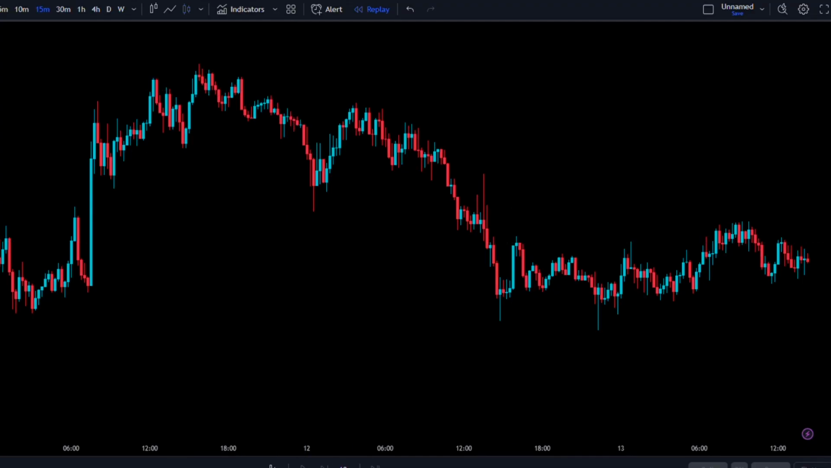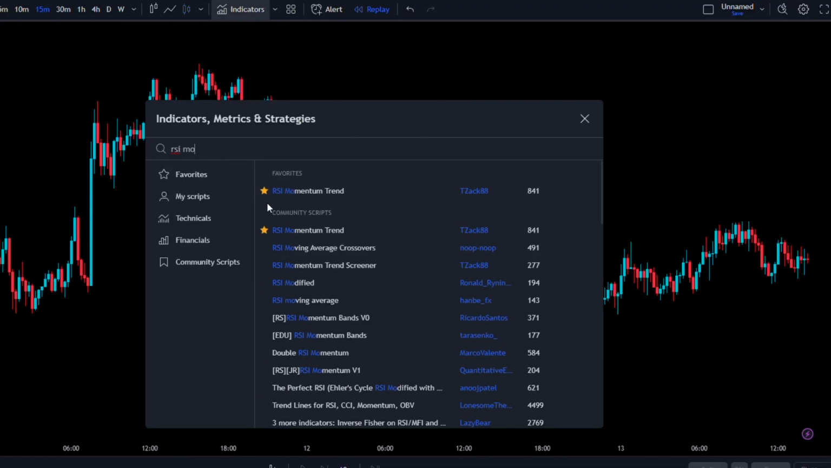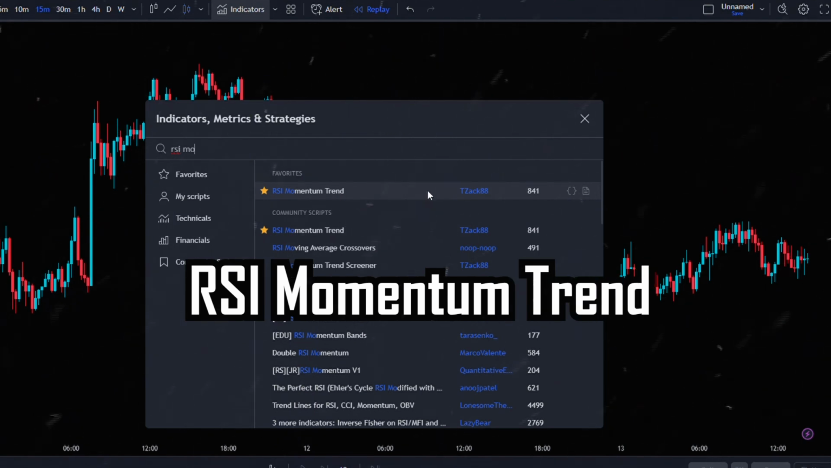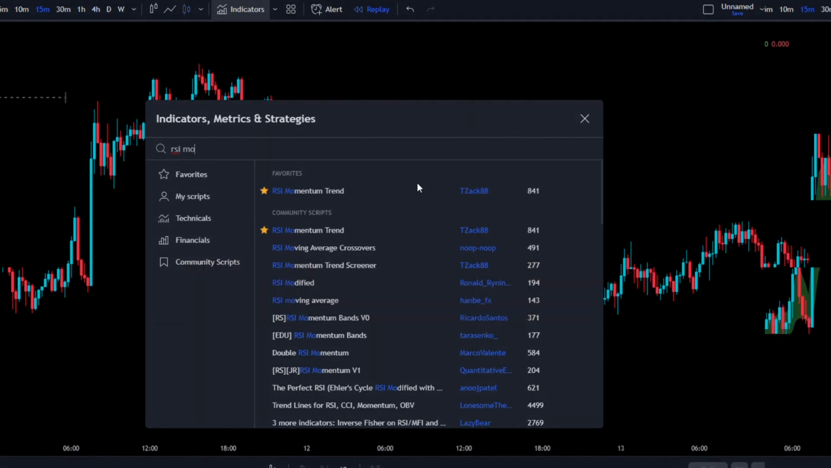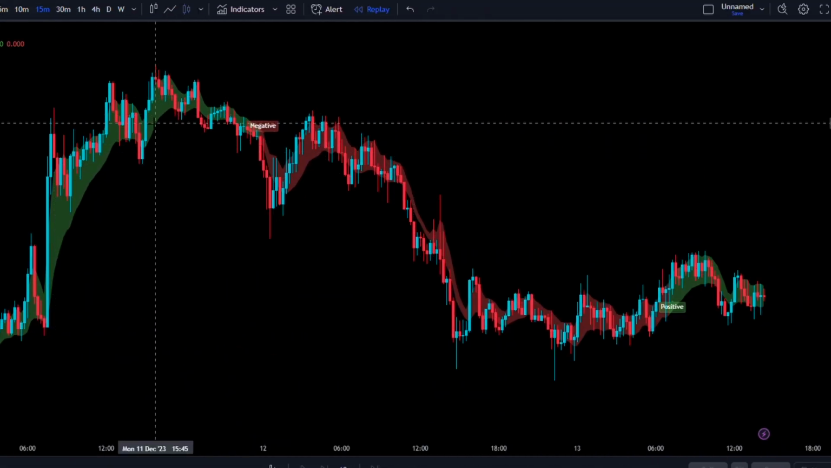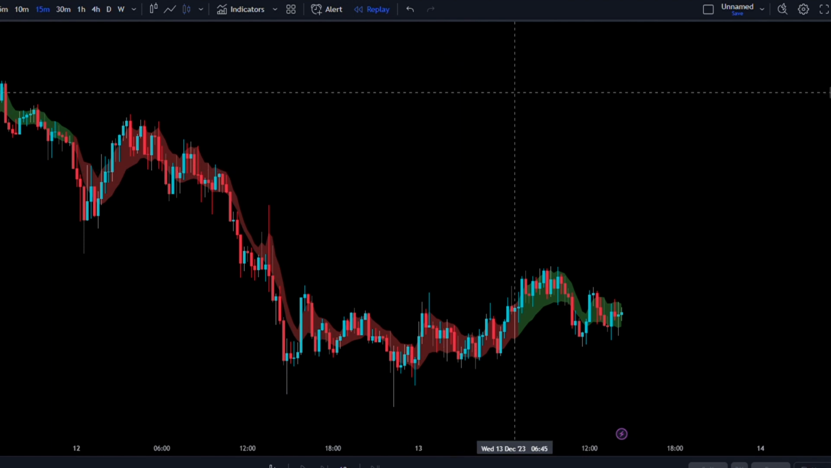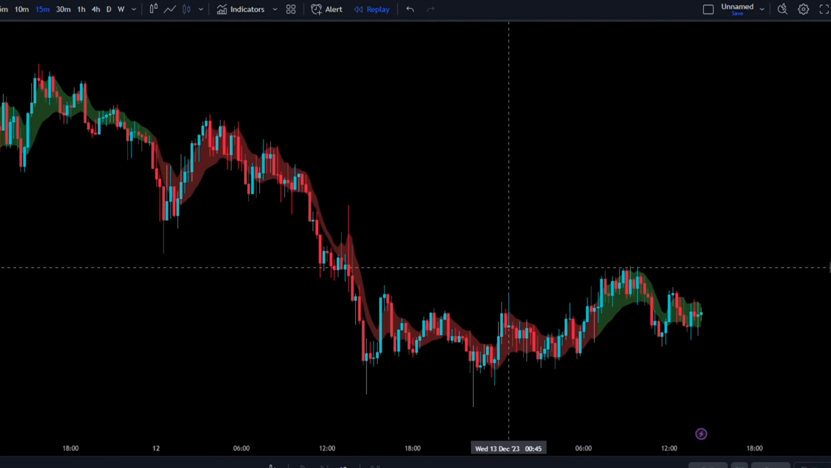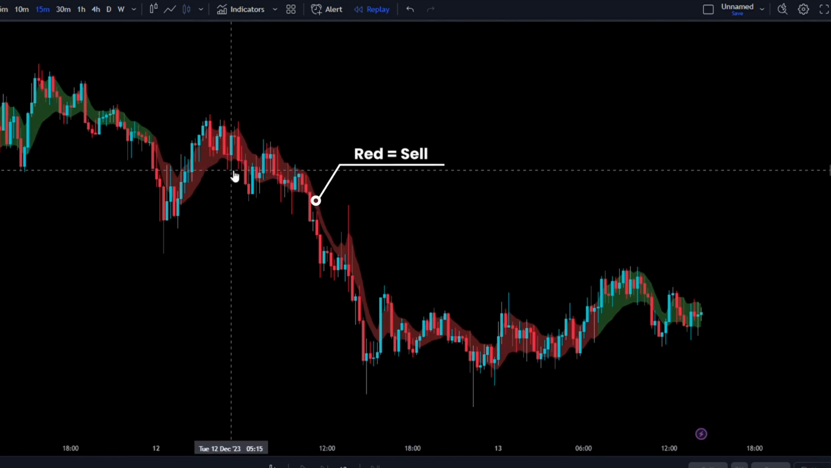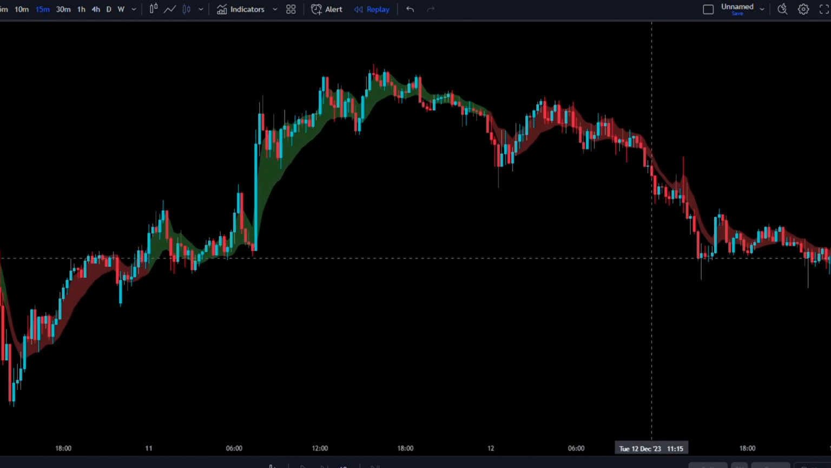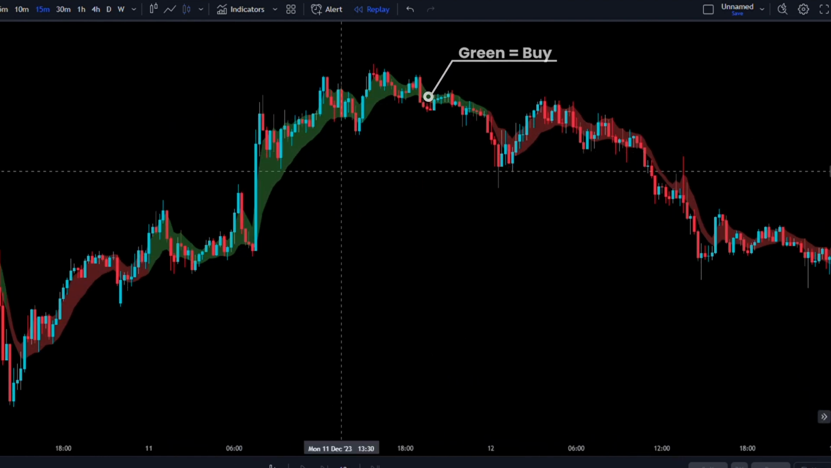So go to the indicators tab, and for the first indicator, we're going to need the RSI momentum trend by TZAC88. Now we need to make some adjustments to this in the settings. Go to inputs, uncheck show momentum, and we're done. With this strategy, we're going to be using this to find our trend direction. When it prints this red cloud, we're in a sell structural market, and when it prints this green cloud, we're in a buy structural market.